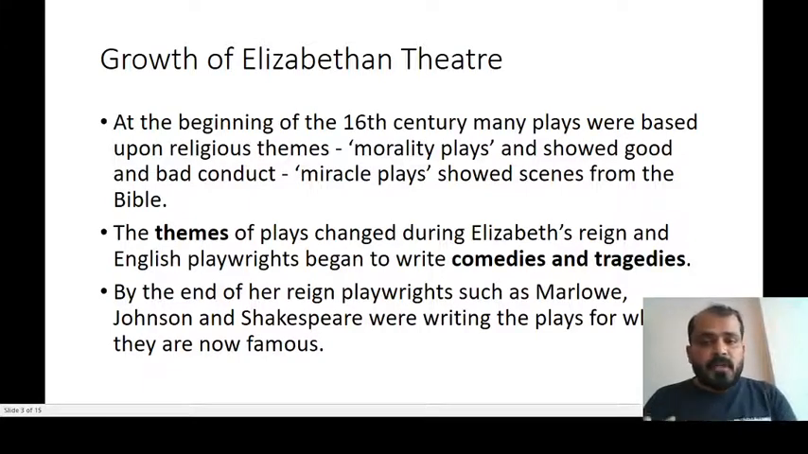Okay, so the themes of the plays changed during the Elizabethan reign, and English playwrights began to write comedies and tragedies. By the end of the reign of Queen Elizabeth, playwrights such as Christopher Marlowe, Jonson, and Shakespeare were writing some of the great plays of the world. They are now very famous.